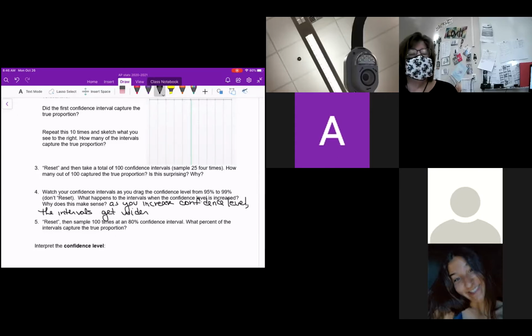Basically what happens, guys, is when you increase that confidence level, you're increasing your margin of error. So when the confidence level goes up, the margin of error also goes up.